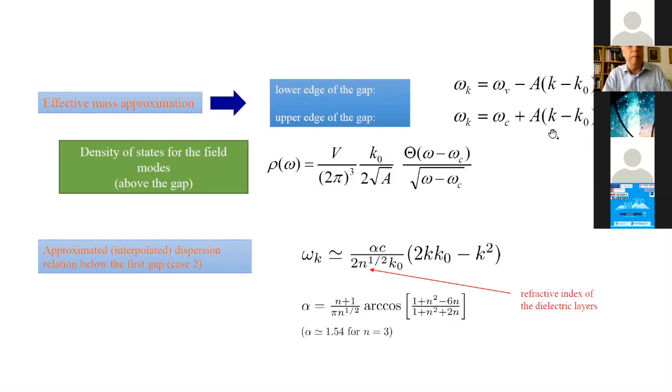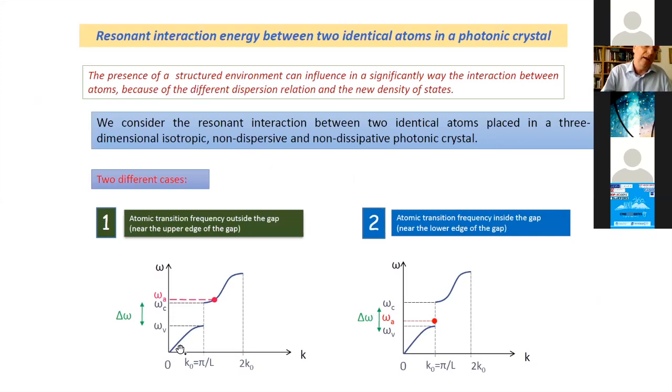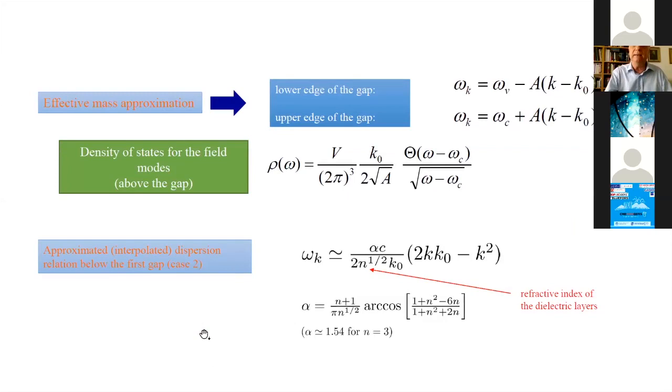From the dispersion relation, we can also obtain the density of states, and this is the density of states that is obtained. For example, this expression is just above the gap. It's also possible, in order to do the calculation exactly, to make a sort of interpolation of the exact dispersion relation below the first gap. And this is the expression that is found, where n is the refractive index of the dielectric layers.